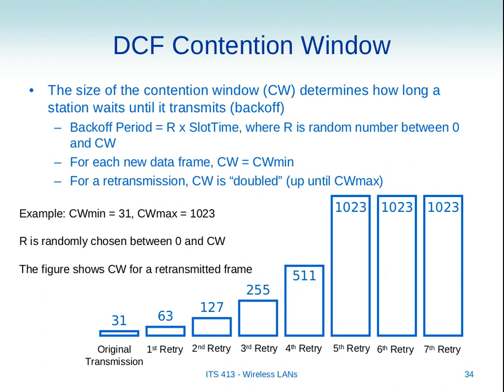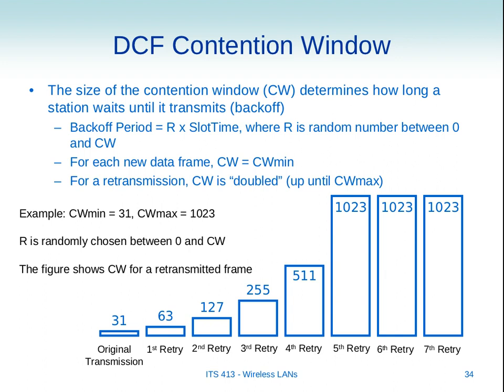Is there a chance of having a collision there? Yes. If both of them choose the same number, then a collision will occur. If they both choose 5, and back off the same amount of time, they'll both transmit at the same time. What's the chance that two stations choose the same number if they independently choose random numbers between 0 and 31? You can calculate the probability of that happening, and it's quite small.